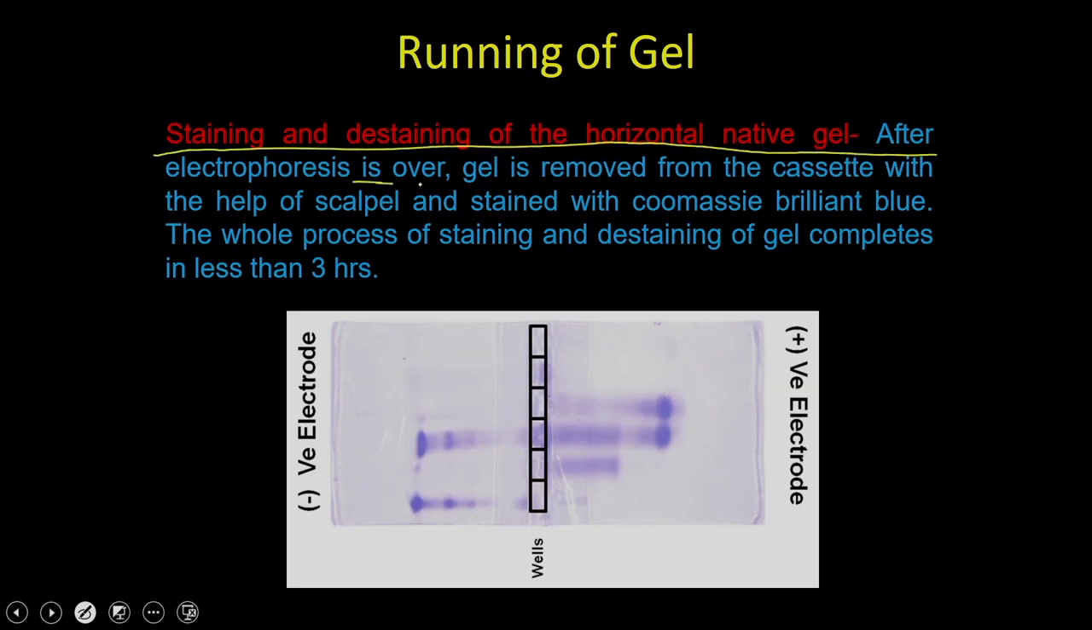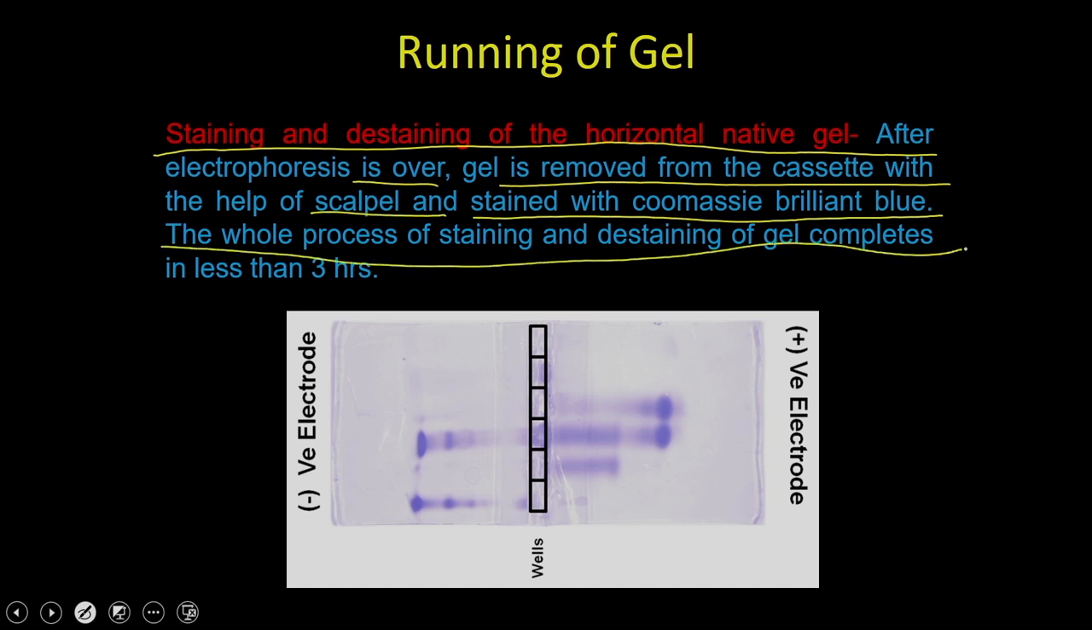After the electrophoresis is over, the gel is removed from the cassette with the help of a scalpel and stained with Coomassie brilliant blue. The whole process of staining and destaining of the gel is completed in less than 3 hours.